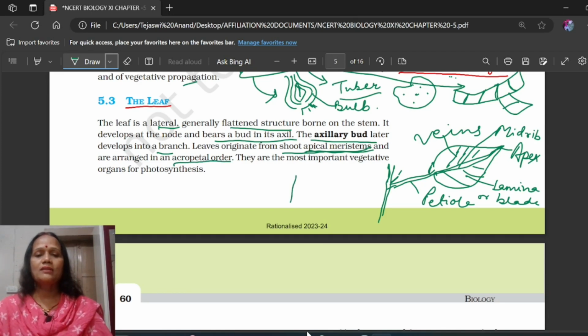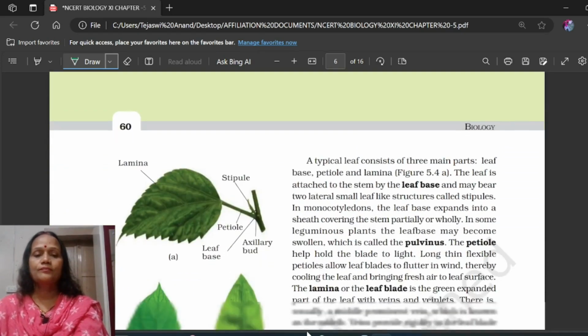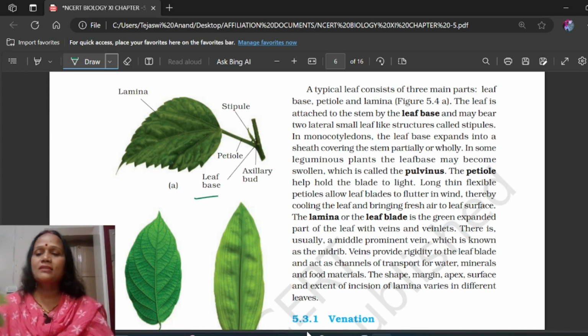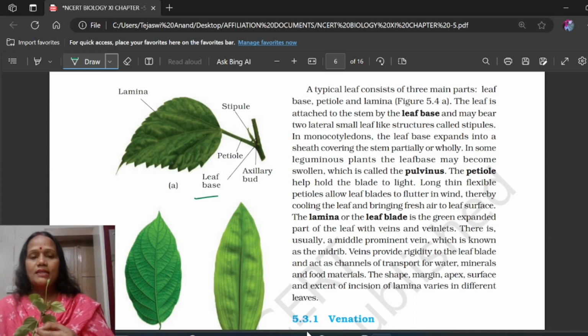Acropetal order means that the larger flowers, the larger leaves are on the lower side and the younger flowers are on the upper side. So this type of arrangement is called acropetal arrangement. They are the most important vegetative organ for photosynthesis. Now you can understand here the main picture of leaf also. You can find here that this is the leaf of a hibiscus plant. We can see very easily here.